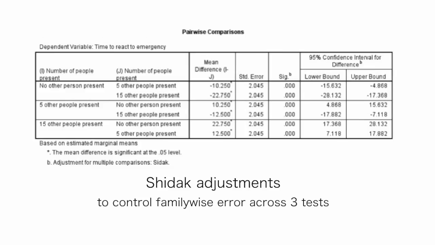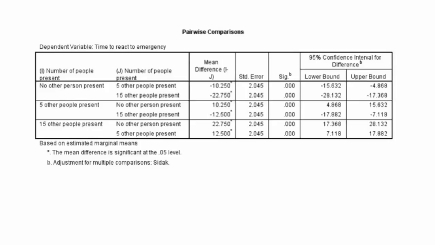Now participants' response times to a person in distress, as we can see, are significantly faster when there are 0 people present compared to when there are 5 people present. Participants' response times to a person in distress are significantly faster when there are 0 people present compared to when there are 15 people present. And participants' response times to a person in distress are significantly faster when there are 5 people present compared to when there are 15 people present.